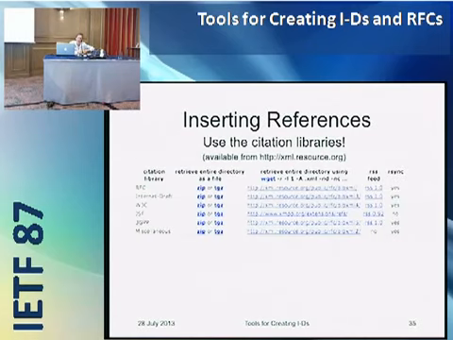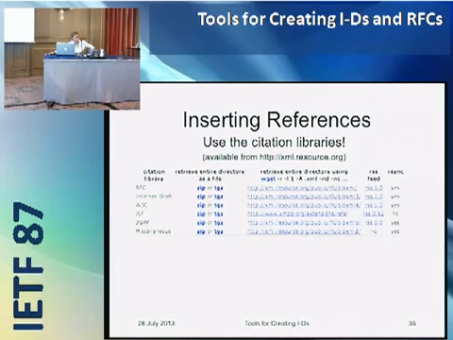Okay, about the citation libraries. This is a screenshot from xml.resource.org. There are citation libraries specifically for RFCs, internet drafts, W3C documents, Jabber, 3GPP, and miscellaneous, which contains a variety, like ITU and IEEE documents, among others. The ones that are up to date are the RFCs and the Internet Drafts citation libraries. The rest of them are less up to date.